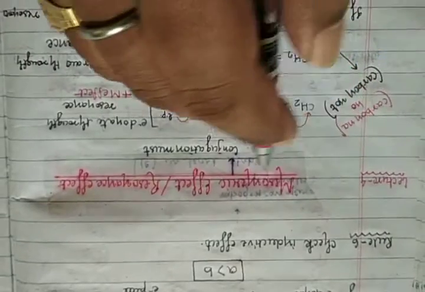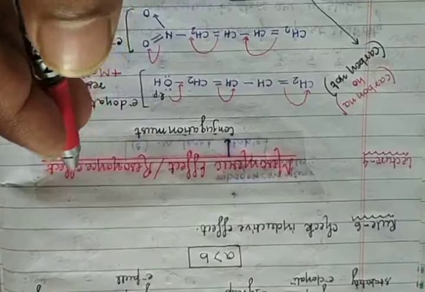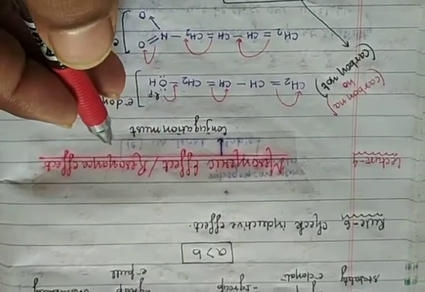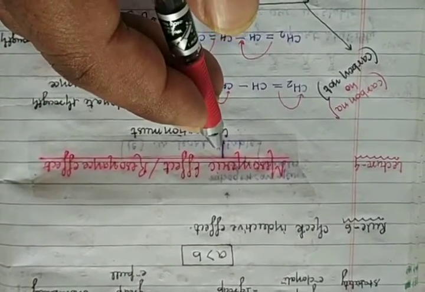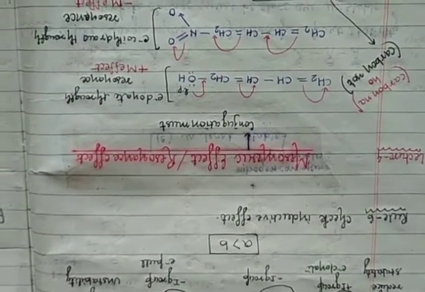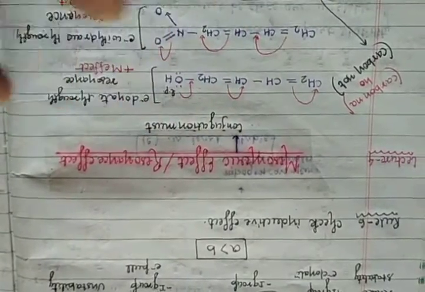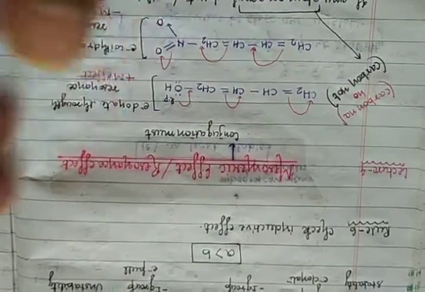Students, now again there is GOC lecture 4. The topic is mesomeric effect and/or resonance effect. Mostly, mesomeric effect and resonance effect are the same, but there is a small difference between these two effects, mesomeric and resonance.